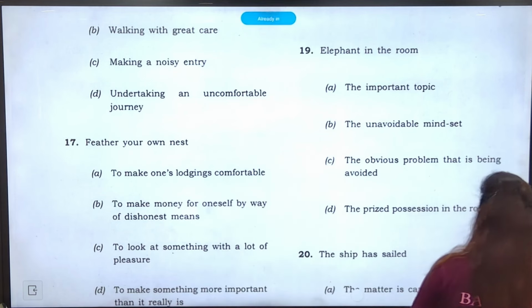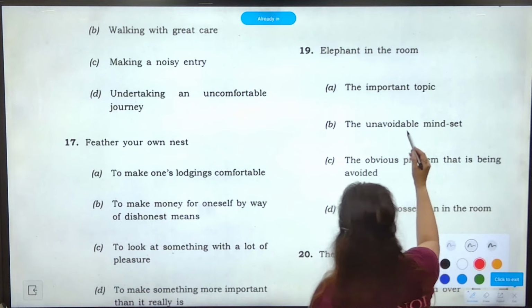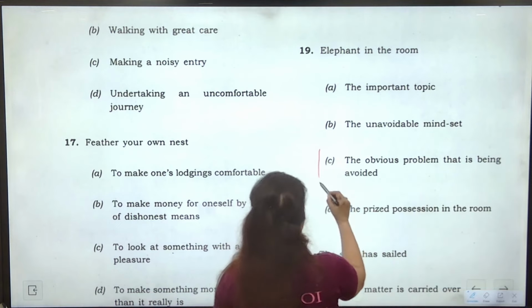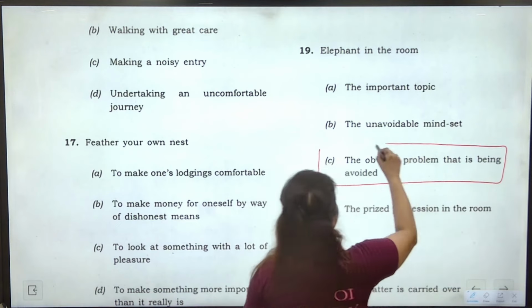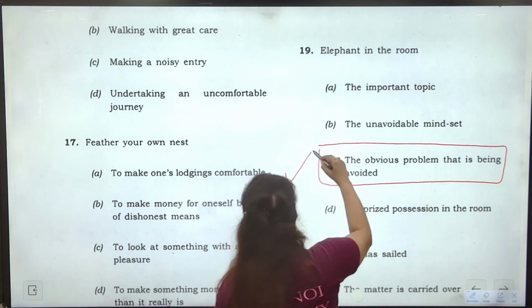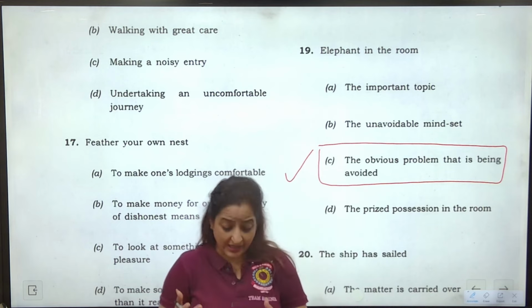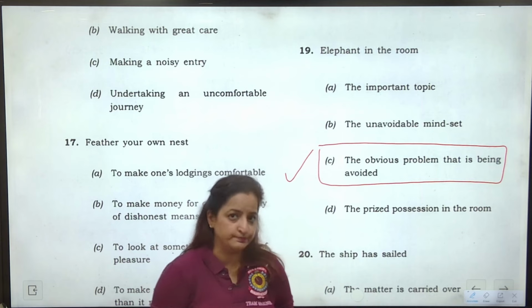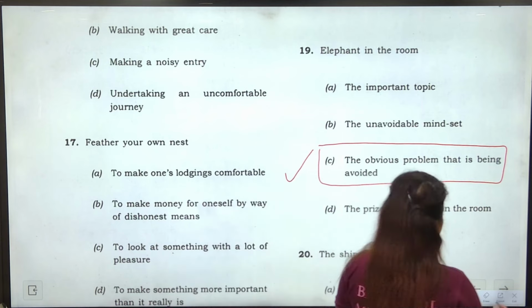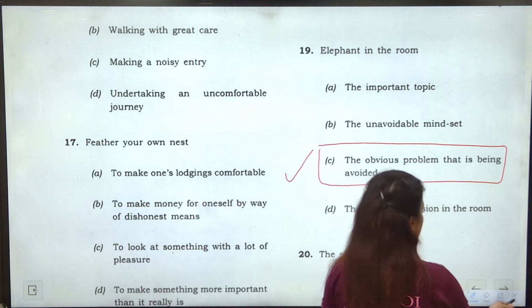So where is the answer? Yeah, this is what I just explained. Obvious problem that is being avoided. और ज़्यादातर elephant in the room से पहले use किया जाता है let's address the elephant in the room. You address the elephant in the room. It means you discuss matters which people are avoiding.